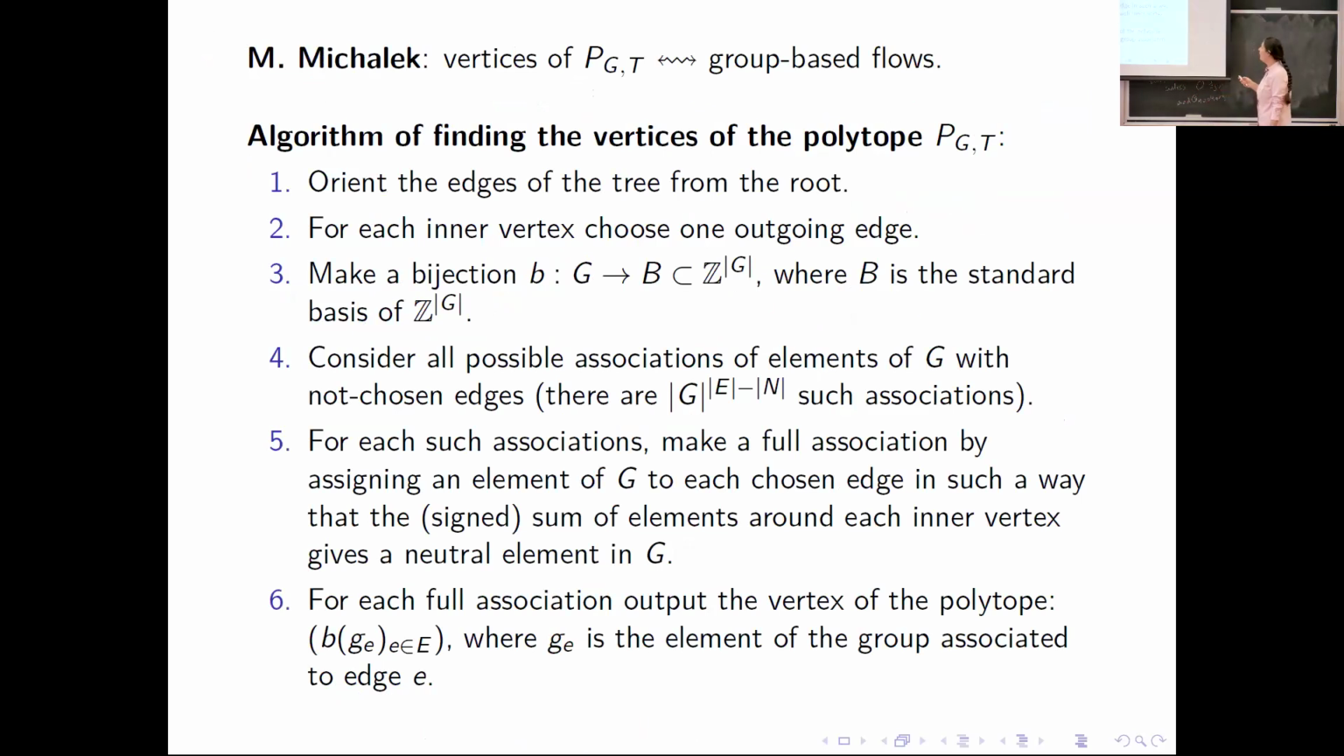One, you orient the edges of the tree from the root. Two, for each inner vertex, you choose one outgoing edge. Three, make a bijection from your group to the standard basis of Z to the cardinality of G. Four, consider all the possible associations of elements of G with non-chosen edges. Step 5, for each such association, you make a full association. This means that you complete to a group-based flow, and you output the vertex of the polytope.